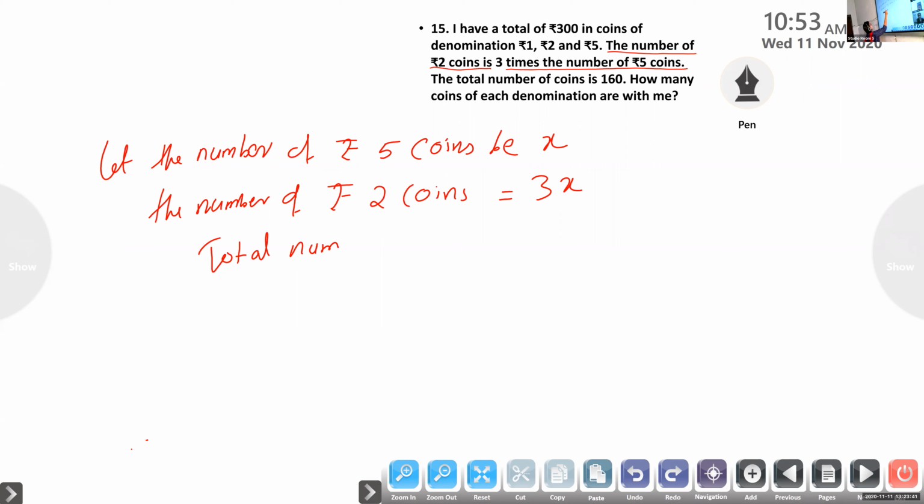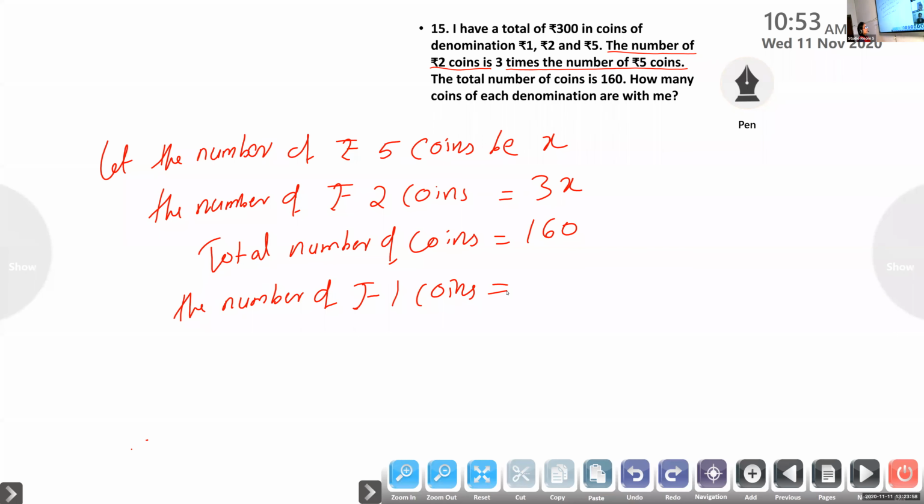Total number of coins is equal to 160. Then what is the number of rupees 1 coins equal to? How many rupees 1 coins will be there? Total 160 are there. Rupees 5 coins are x, rupees 2 coins are 3x. So what is the number of rupees 1 coins?